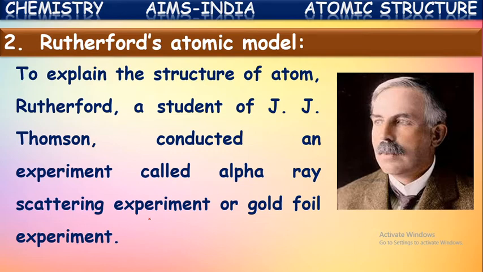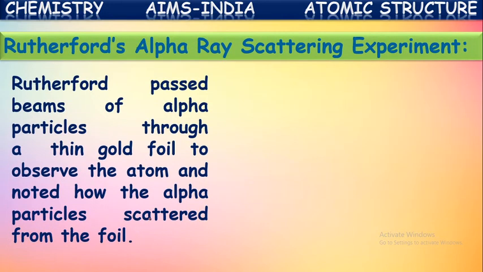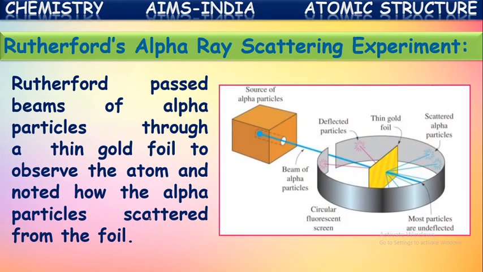So in this experiment, let us see the alpha scattering experiment. Rutherford passed a beam of alpha particles through a thin gold foil. See, this is the experimental setup done by Rutherford. In this experiment, he passed alpha particles onto the thin gold foil.